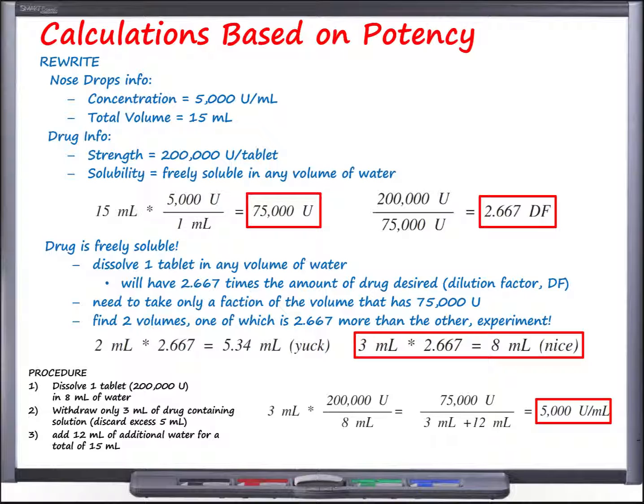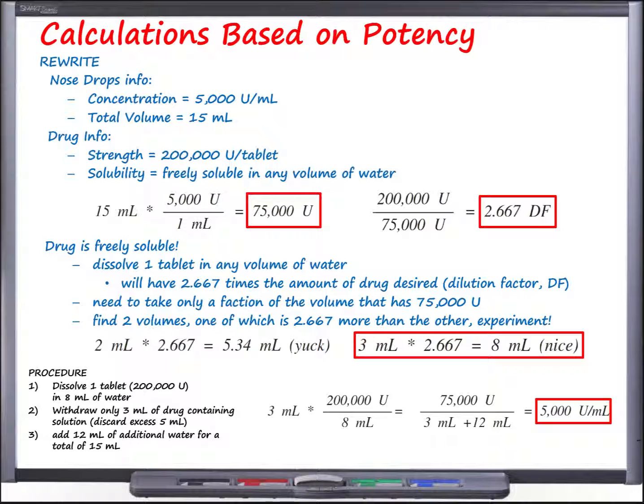Okay, so to summarize, we take one tablet that contains 200,000 units, dissolve it in 8 mils of water. We then only pull back 3 mils of that fluid. That 3 mils would contain the 75,000 units that I want. Discard the rest of that. I then add an additional 12 mils of that isotonic sodium chloride solution, mix that together, and that gives me my 75,000 units in a total of 15 mils, which gives me 5,000 units per mil and gives me the amount of drug that I need.